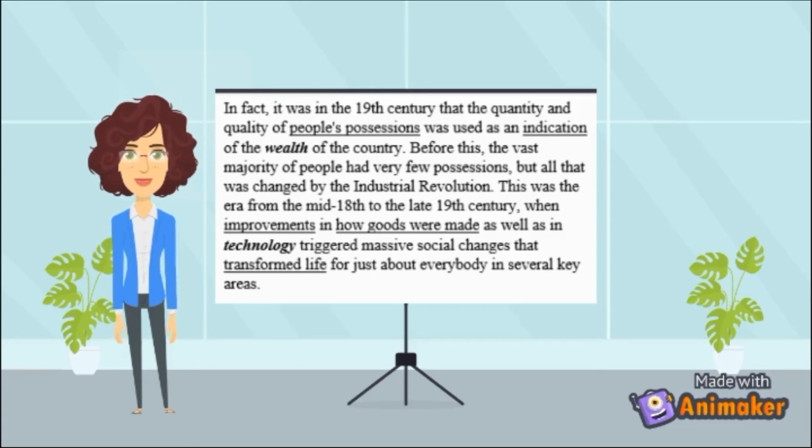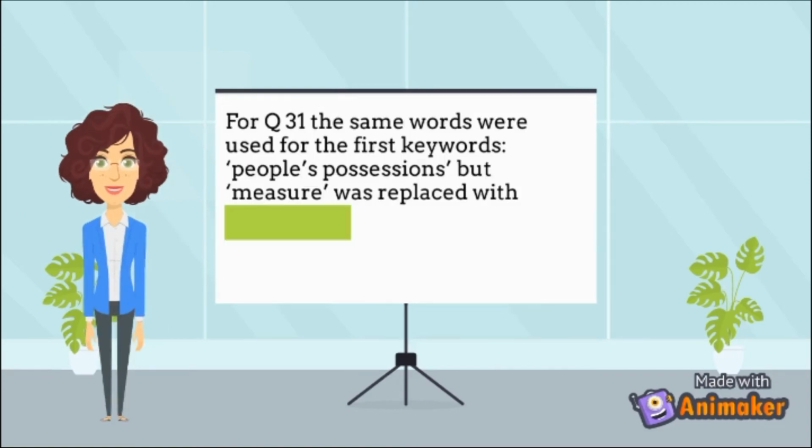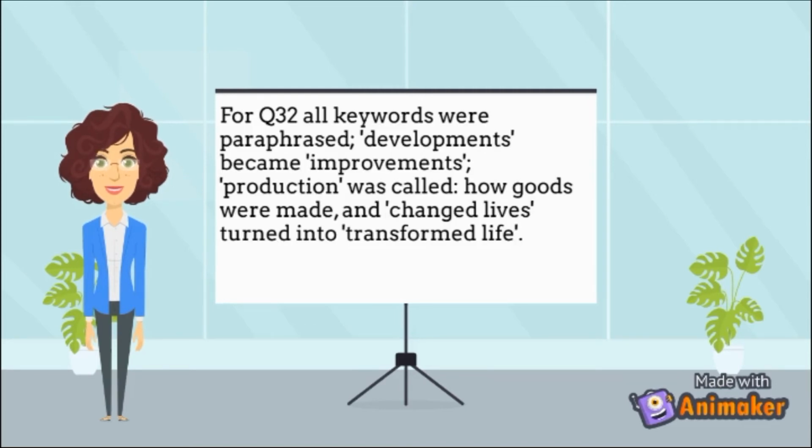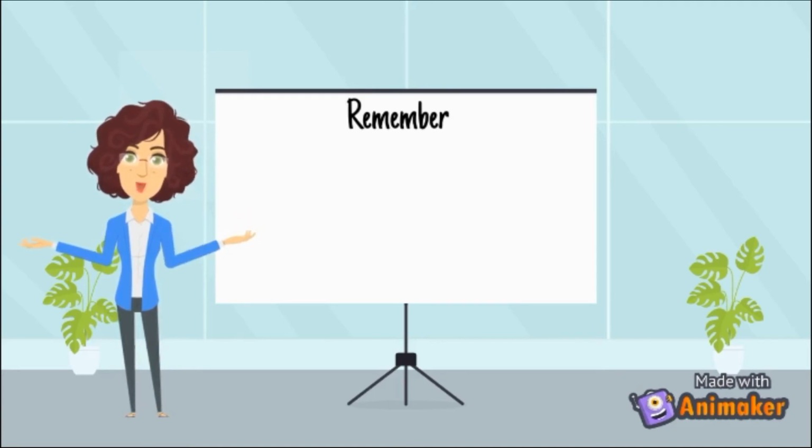Let's take a look at the vocabulary used in the transcript. For question 31, the same words were used for the first keywords, people's possessions, but measure was replaced with indication. For question 32, all keywords were paraphrased: developments became improvements, production was called how goods were made, and changed lives turned into transformed life. Remember that you are usually listening for paraphrases or synonyms.